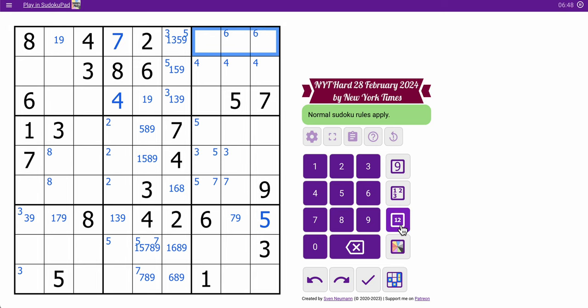2, 4, 7, 8. So 1, 3, 5, 6, 9 to fill the row. None are five because of the box. This isn't 1 or 6. This isn't 3 or 9.